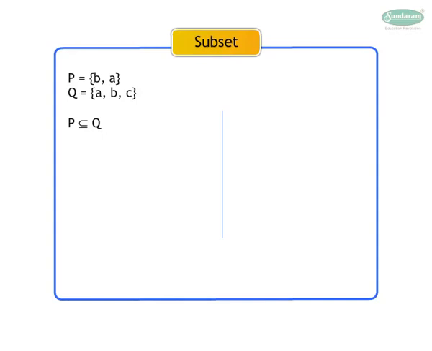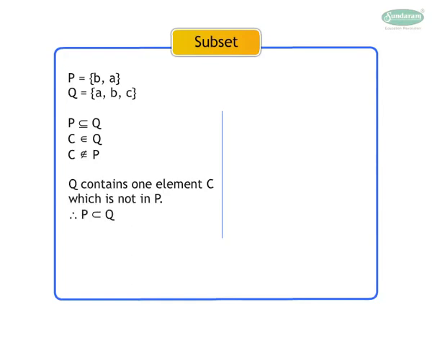In set P and set Q, we also notice that C belongs to Q, but C does not belong to set P. Hence, P is a subset of Q, but Q contains at least one element which is not in the set P. Then set P is a proper subset of set Q. It is denoted by using the sign of proper subset. Now here Q is also called the superset of P, which is written with the sign of the superset.